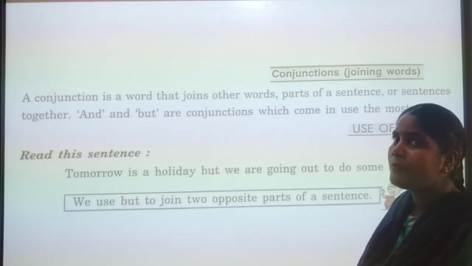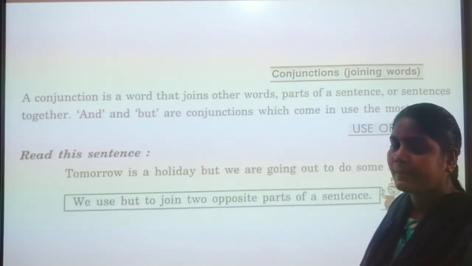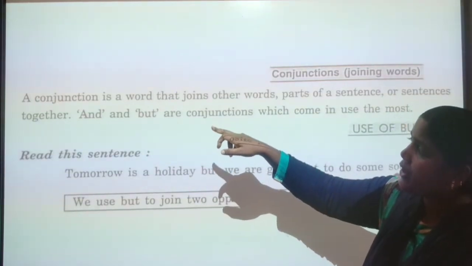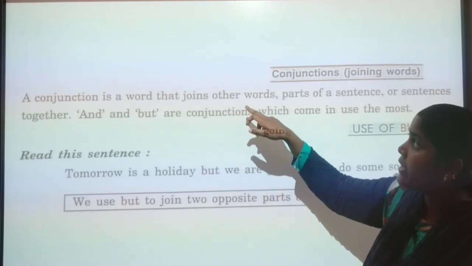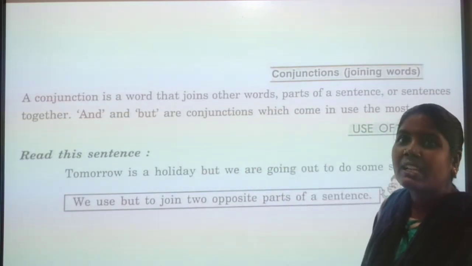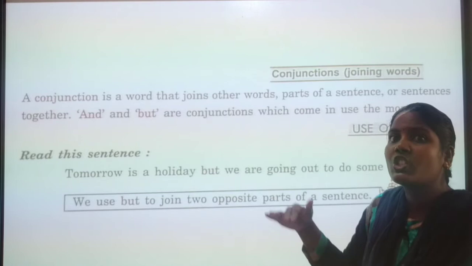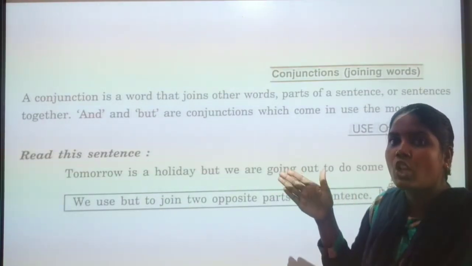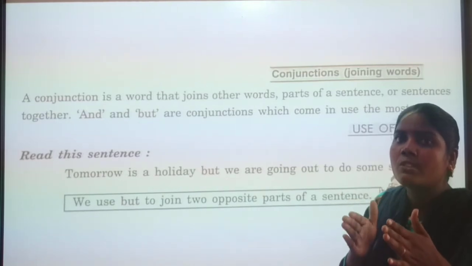Okay, now we are going to learn the conjunction. What is a conjunction? A conjunction is a word that joins other words. A conjunction is a word to join two sentences. Okay, to join two sentences we use a conjunction.